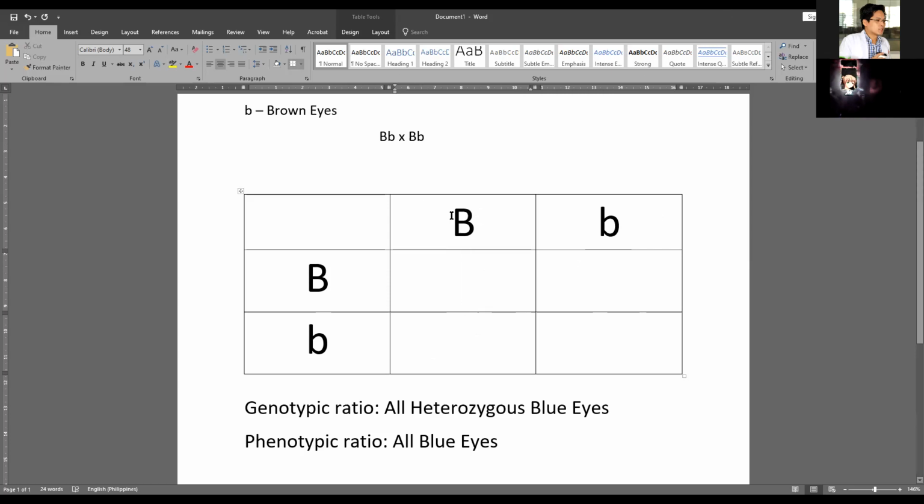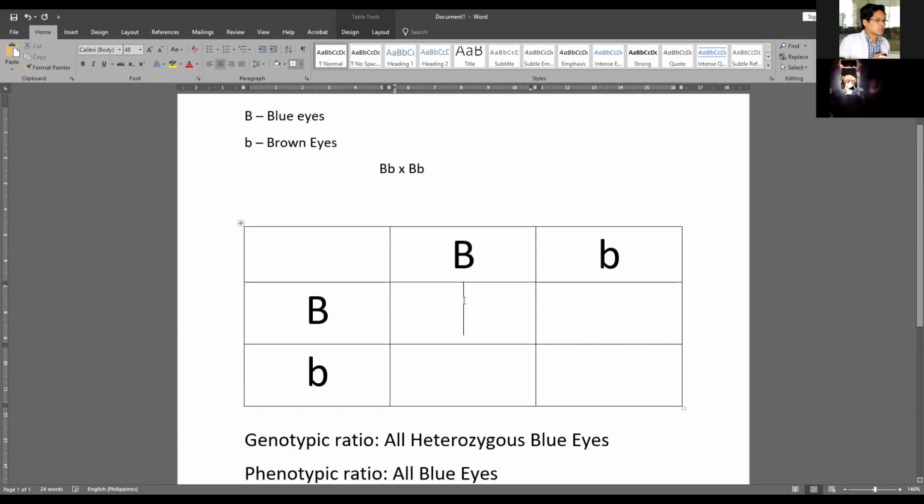Di ba, the male gives a blue eyes allele. So we put here capital B, correct? And the female also gives a blue eyes allele, correct? So in the first box, we have all capital B, or we have pure or homozygous blue eyes, correct? How about in the second box? What do you think? B. Capital or small letter? Small letter.